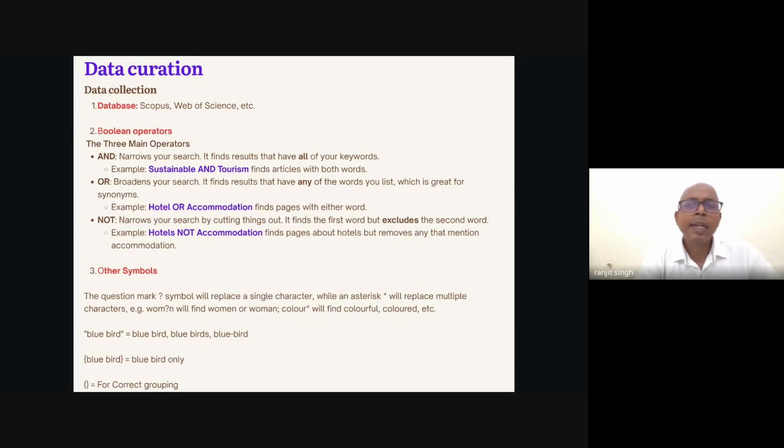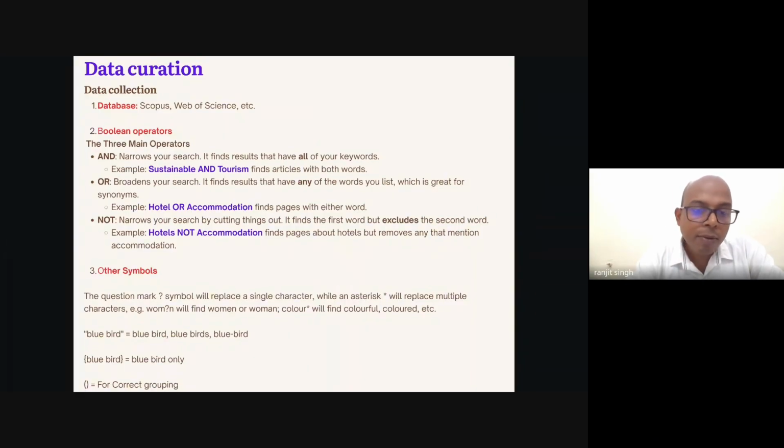Generally, while searching, most researchers use AND and OR, because these are the very important Boolean operators in collecting data from Scopus or Web of Science. Next, there are other symbols, like the question mark. The question mark is generally used to replace a single character. For example, there will be articles that have woman and articles that have women, because both are necessary.